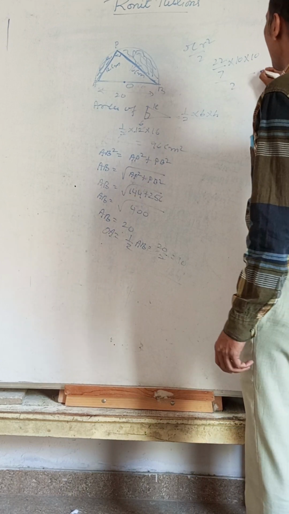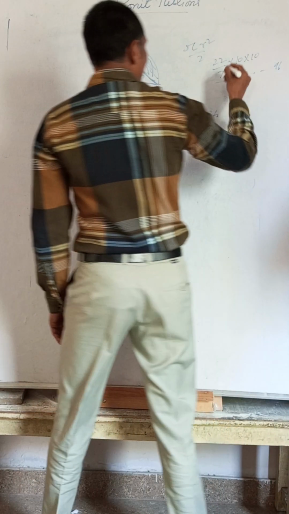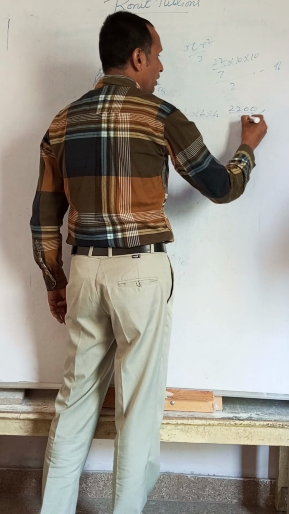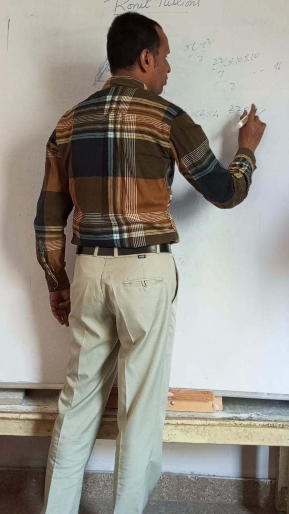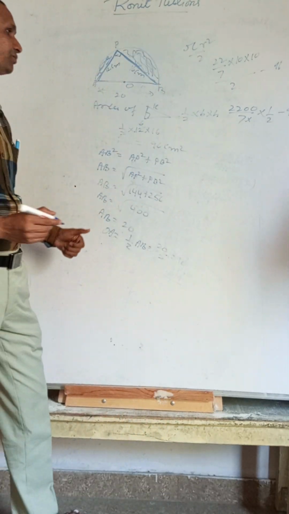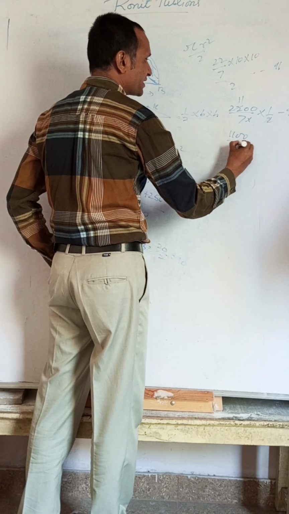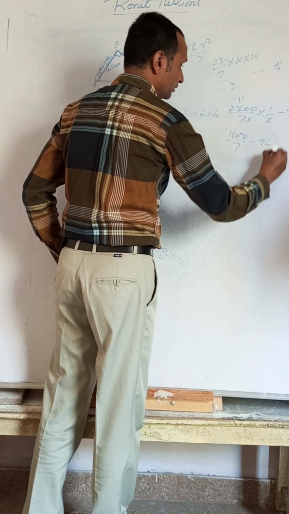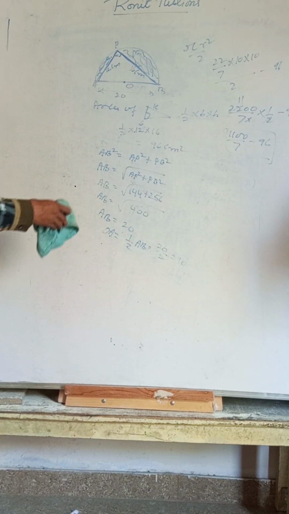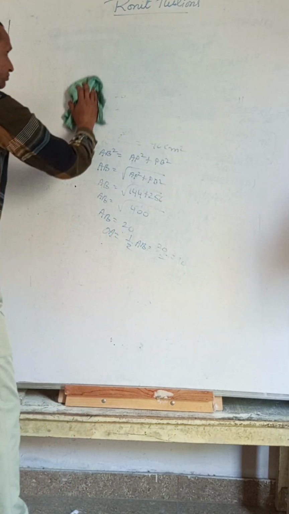If for the shaded region we directly subtract 96, then it will come 2200 divided by 7 into 4, otherwise 1100 by 7 minus 96. This is the area of the shaded region. If the shaded region was asked we could consider it, but in this question it is not asked.